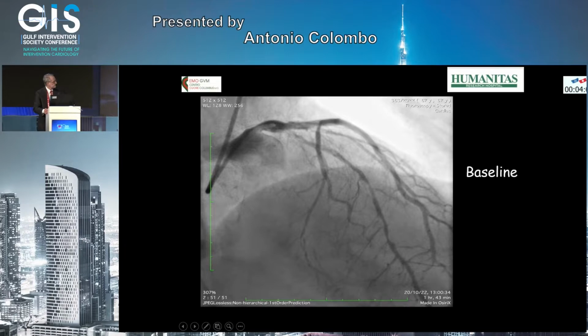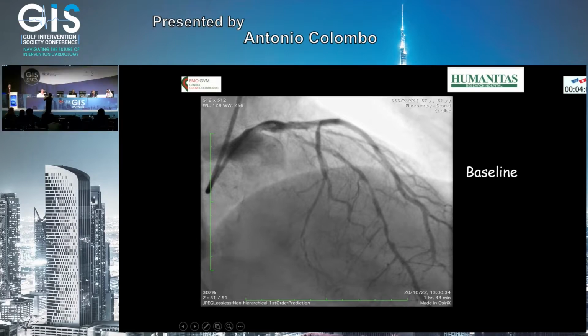Without Colombo technique, usually I do this predilatation from distal to proximal, from the most distal part, with a 1.5 and then 2 balloon, and then see what's going on, and then start with 2 overlapping stents. This is usually my decision. I'm not doing imaging in such cases. I'm not doing FFR, but just what we're doing every day.